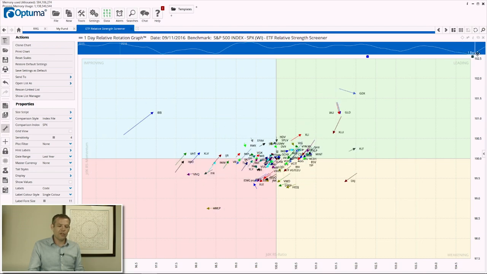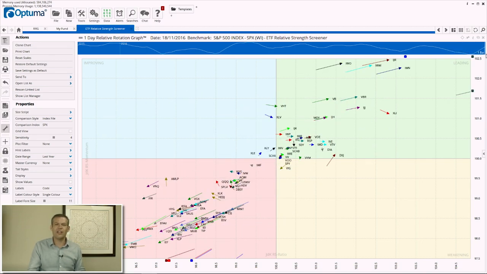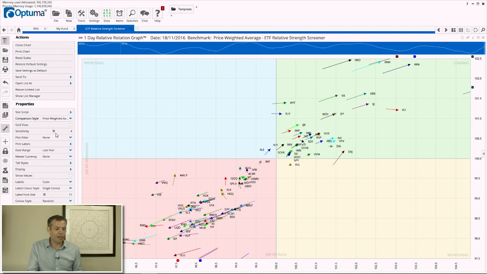But one of the things that we can do in instances where you're dealing with something where it's not so obvious what the benchmark should be for this group of securities is that we can either take the cap weighted average or the price weighted average. What I'm going to do here is take the price weighted average. And so what the software's done, it's taken all of those data points and created an index that it can use as a benchmark.